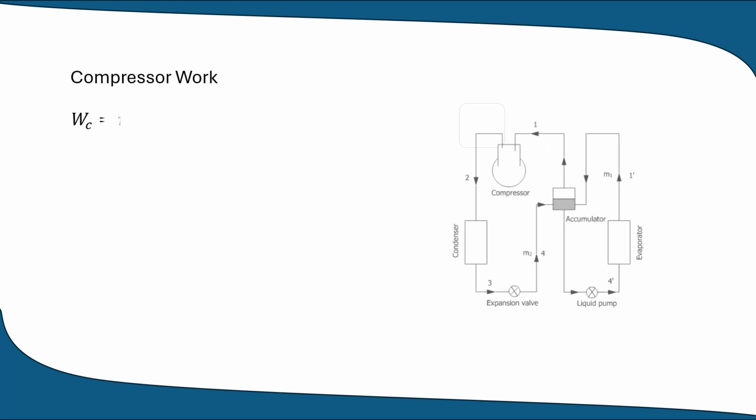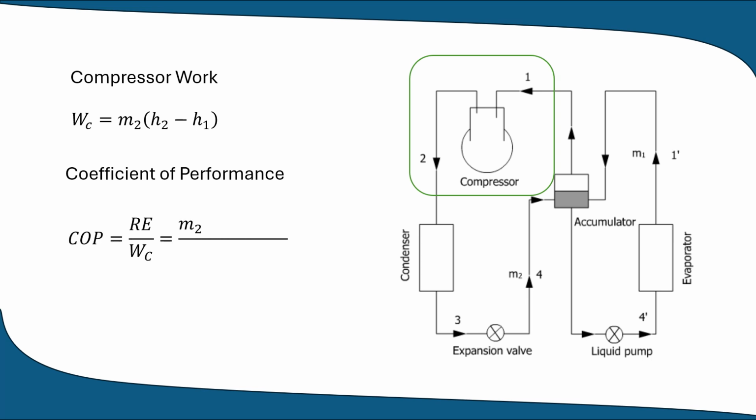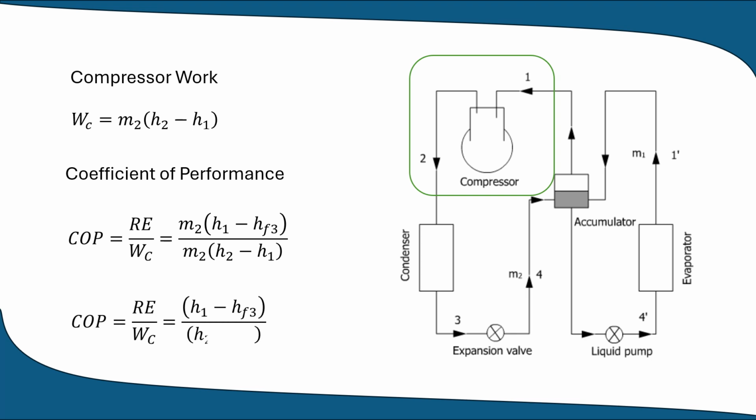The compressor work, WC, is given by M2 times H2 minus H1. The coefficient of performance, COP, is then given by the refrigerating effect divided by compressor work. This is equal to M2 times H1 minus HF3, divided by M2 times H2 minus H1. This simplifies to H1 minus HF3, divided by H2 minus H1.